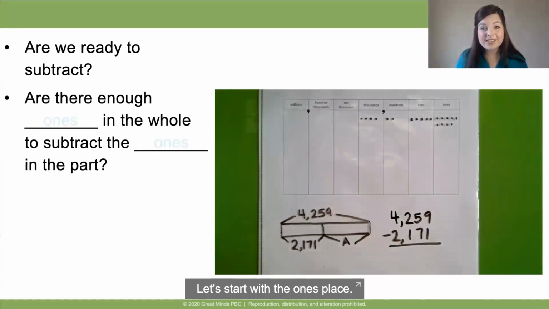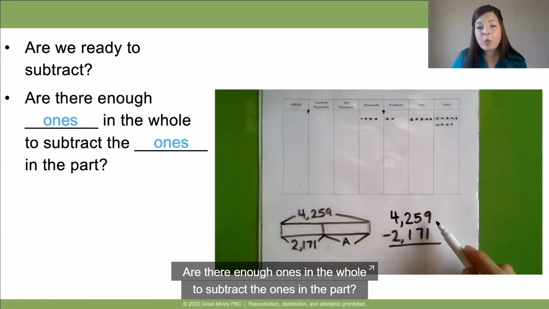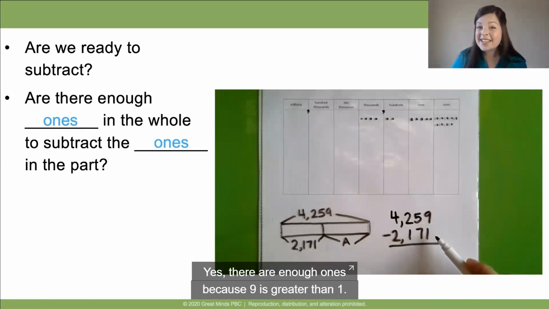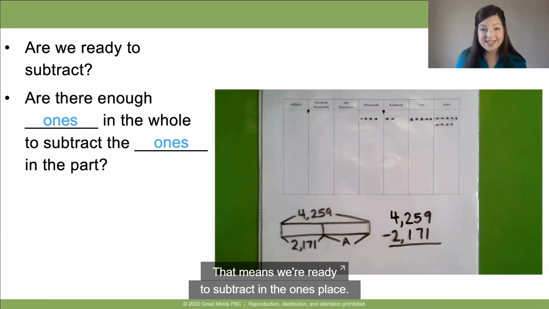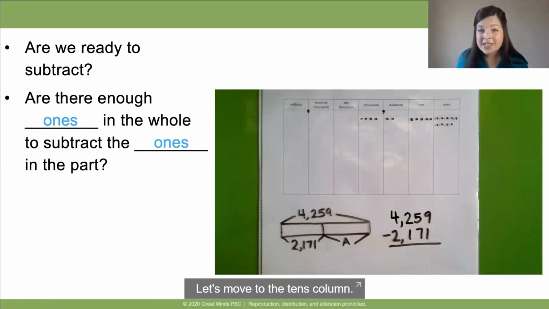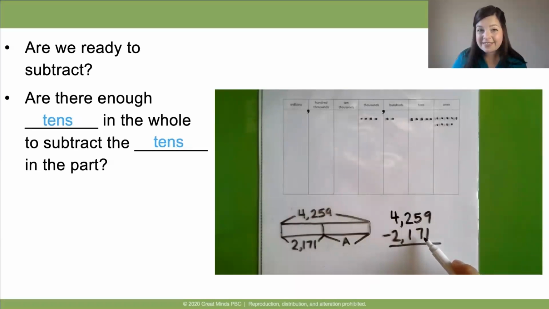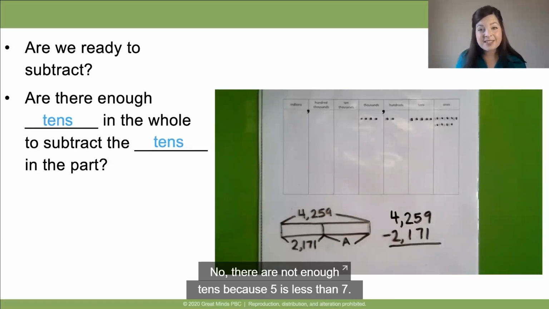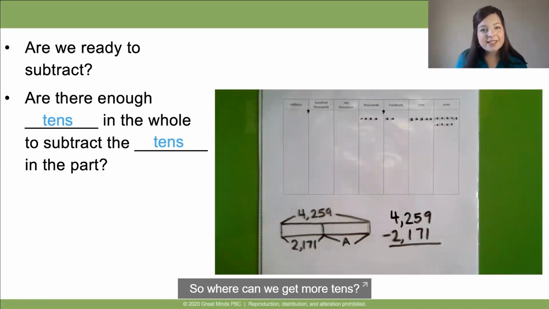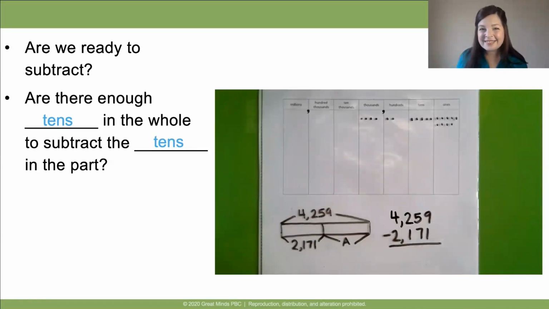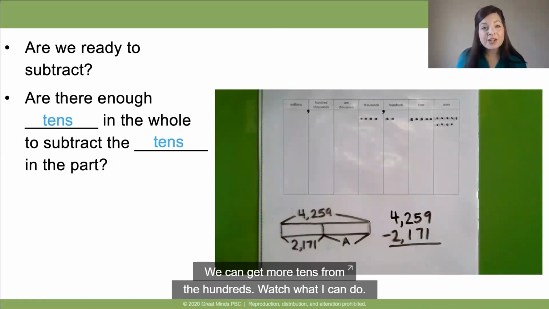Let's start with the ones place. Are there enough ones in the whole to subtract the ones in the part? Yes, there are enough ones because 9 is greater than 1. That means we're ready to subtract in the ones place. Let's move to the tens column. Are there enough tens in the whole to subtract the tens in the part? No, there are not enough tens because 5 is less than 7. So where can we get more tens? We can get more tens from the hundreds.